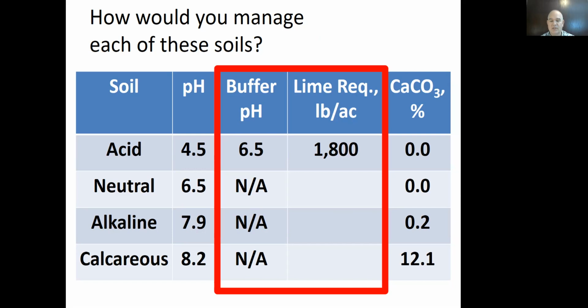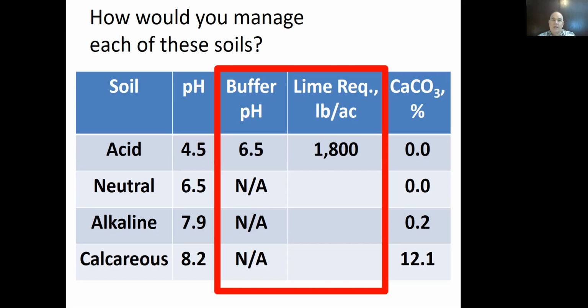Now, the buffer pH thing is really important. We only do that on soils where we feel like we potentially need to raise the pH on these acid soils. And so we'll do another test that will determine how much limestone we might need to raise that pH. Essentially, the buffer pH test simulates the limestone. So if we add some limestone to a soil, how much is the pH going to come up?